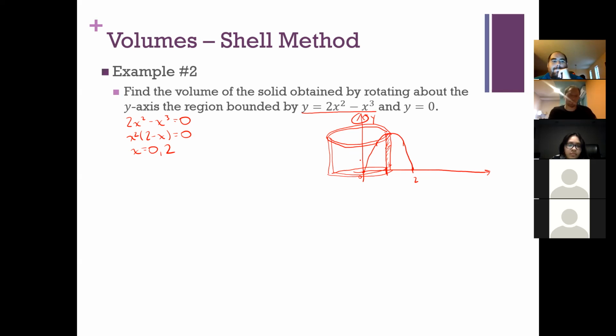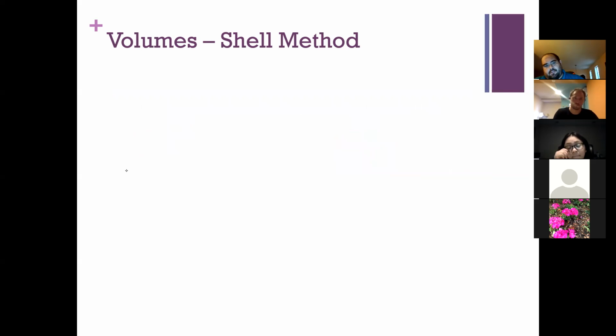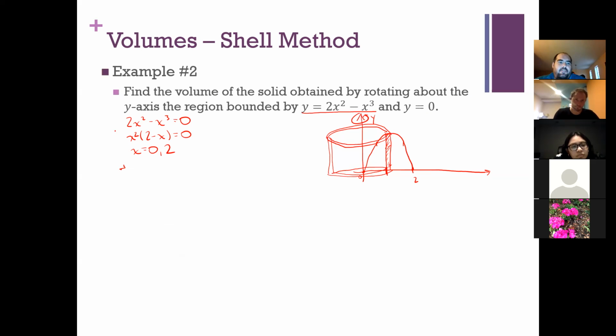What should we do now? Define the integral. Okay, what is that integral going to look like for us? 2 pi, oh, x. Come on. So the integral from a to b of 2 pi, and then keep going. x. Isn't it going to be x?